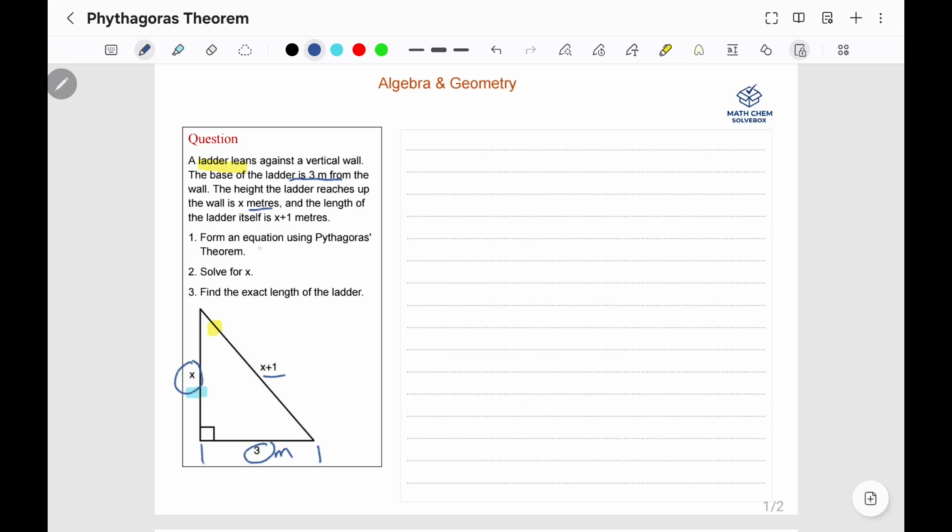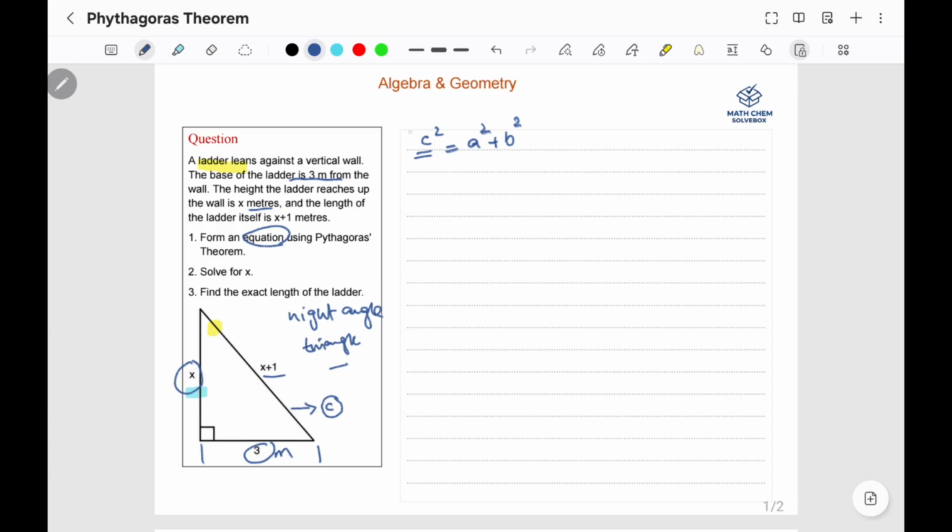We have to find an equation using Pythagoras theorem. As this is a right angle triangle, Pythagoras theorem is applicable. Pythagoras theorem is c square equals a square plus b square, where c is the hypotenuse and the hypotenuse is the largest side. In this equation, this is c because this is the largest side, and you can choose one side a and one side b.